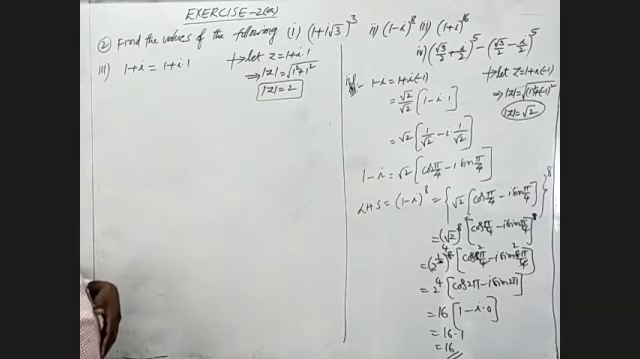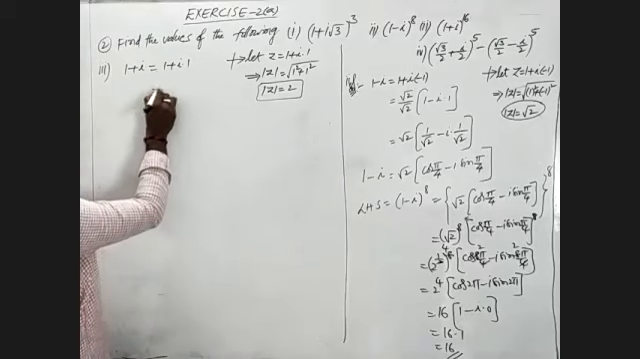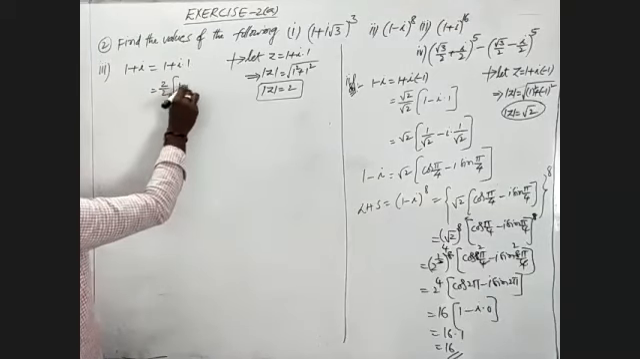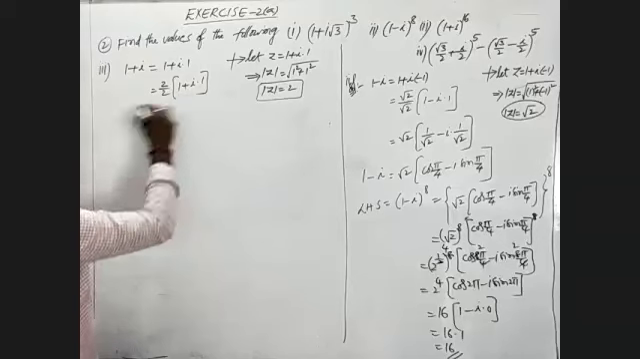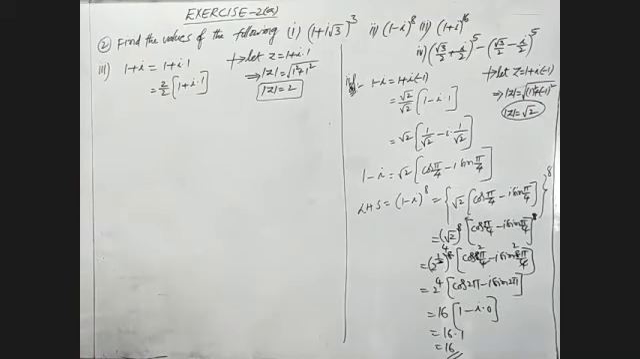Here the numerator and denominator can be multiplied and divided by root 2, that I will write root 2 by root 2 into 1 plus i into 1, that is 1 plus i whole power 16.